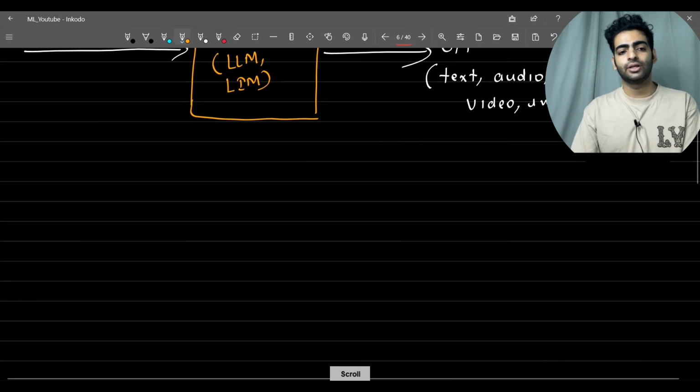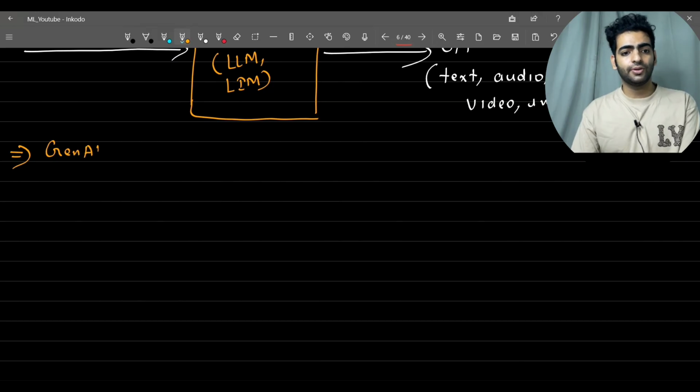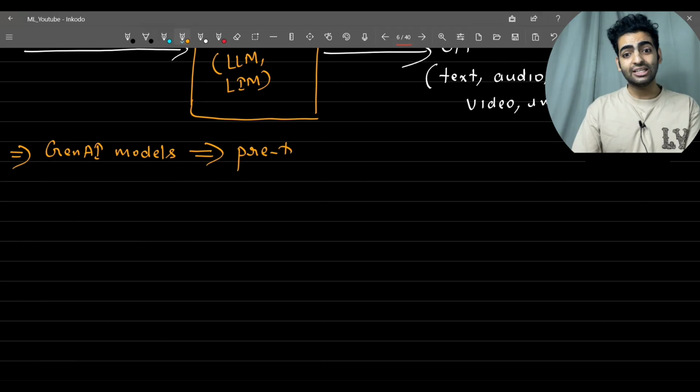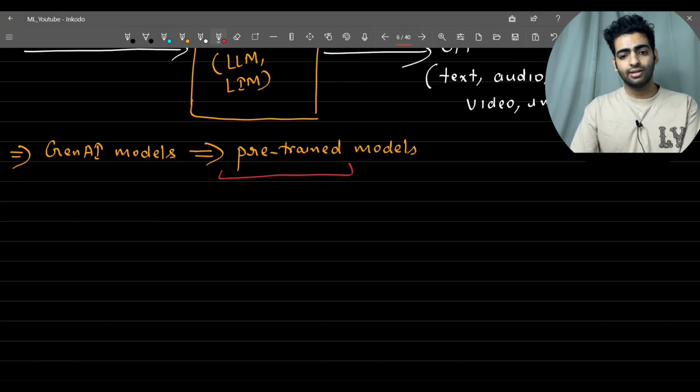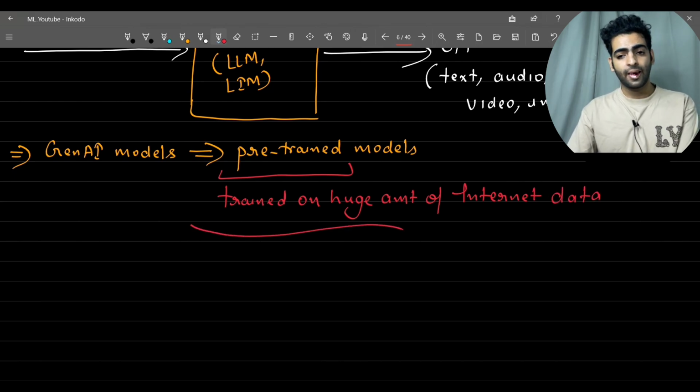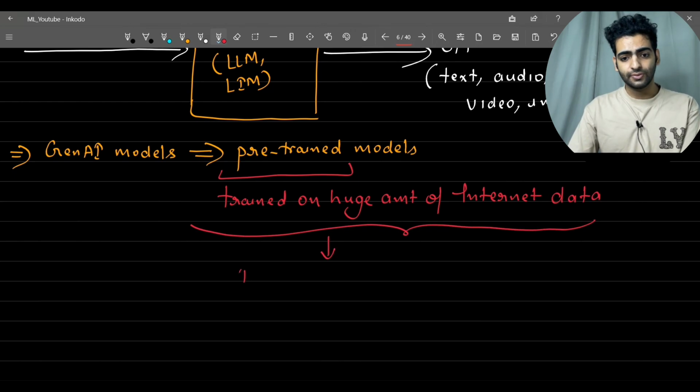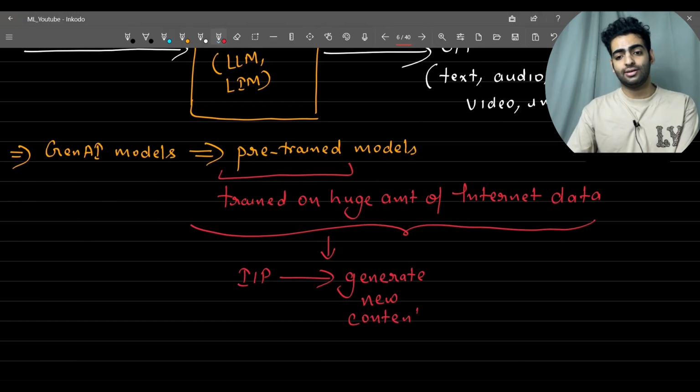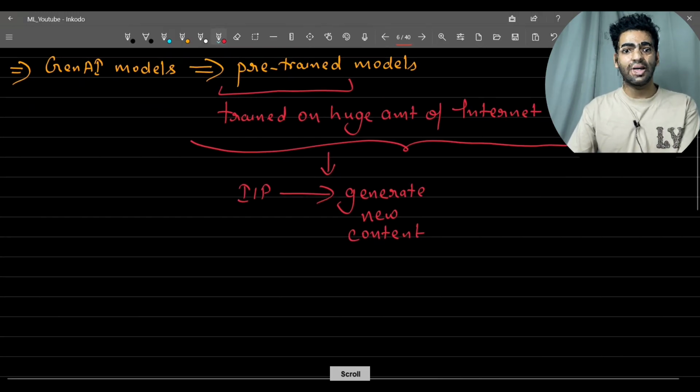Okay, this is interesting. See, Gen AI algorithms or Gen AI models are actually pre-trained models. All it means is that they have been trained on a huge amount of internet data, and that's why they're known as pre-trained models. So as soon as you give any input, they will actually generate some new content. That's the whole hack behind Gen AI.